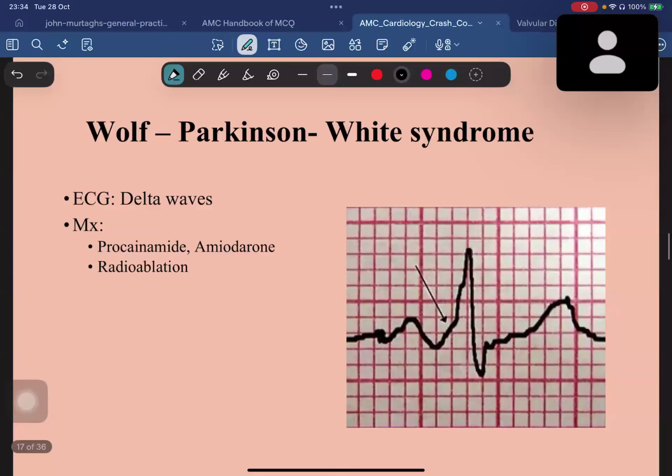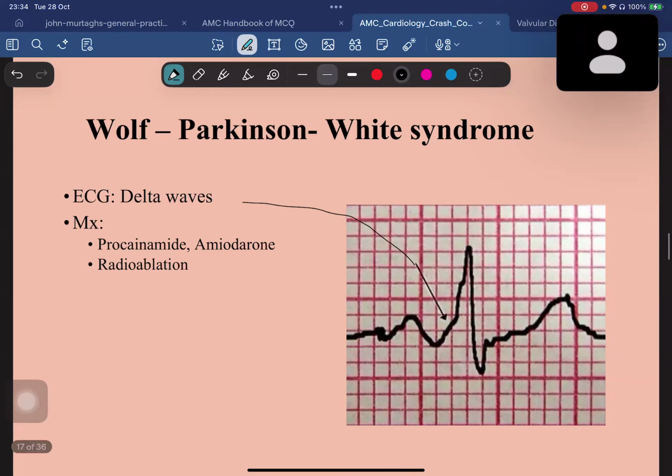This is not a topic that you should know in depth, but just remember the delta wave in this. And maybe remember the management in case they give an ECG and ask for management. So for Wolff-Parkinson-White syndrome, just remember procainamide, amiodarone, or even radioablation. And the best and only way to diagnose this through an ECG would be the delta wave that you would see.